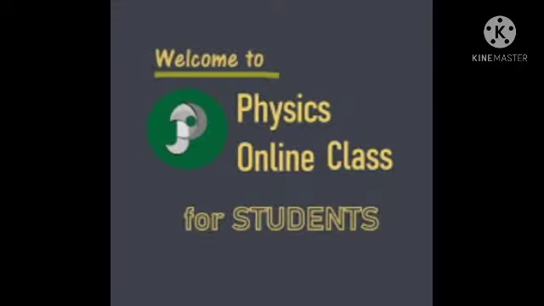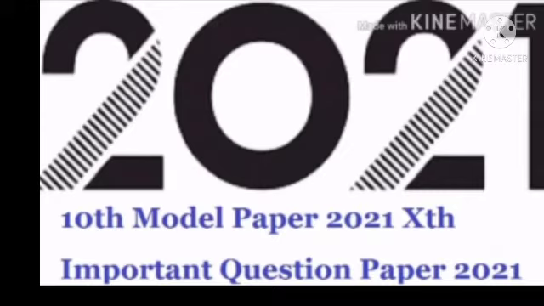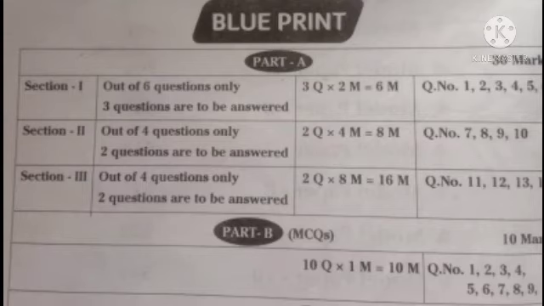In today's session, we are going to discuss Model Paper 2. This model paper represents Part A and Part B and Section 1. Part A, Section 1 has 6 questions. You can write any 3 questions. Each question carries 2 marks. 3 twos are 6 marks. Now let us see Section 1.